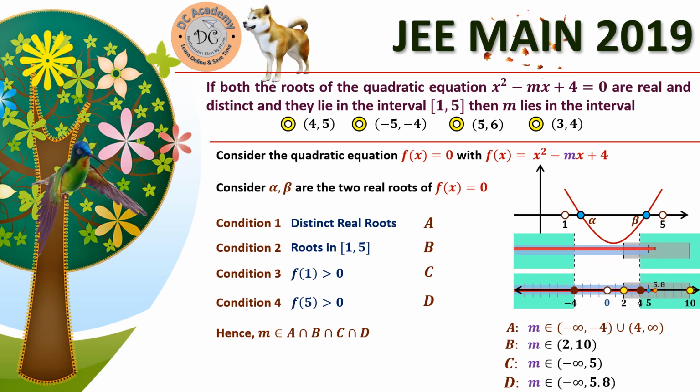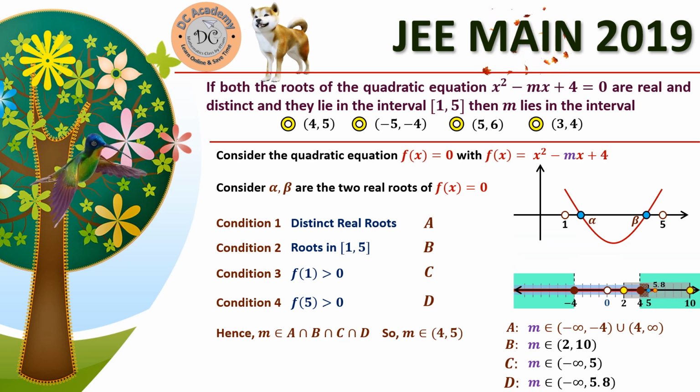Now let's observe that when all the conditions are satisfied, the intersection will be that shaded region. So it lies between 4 and 5. In that interval from 4 to 5, all four conditions we mentioned are satisfied. Therefore, we conclude that m belongs to 4 and 5 so that all the conditions are satisfied. So for this particular problem, option A is the correct answer. And that's it. Hope you understood the problem. Thank you.